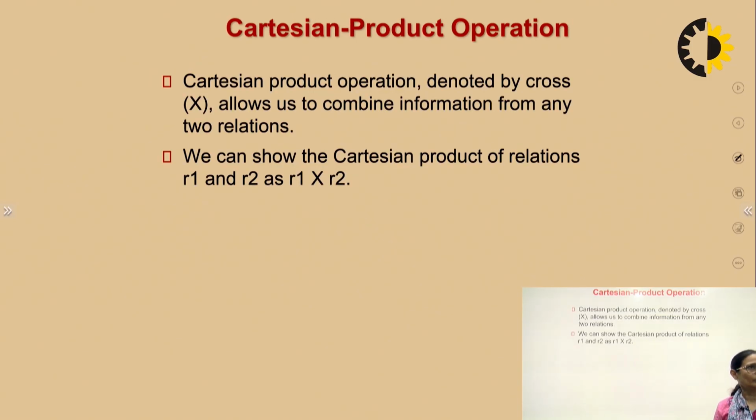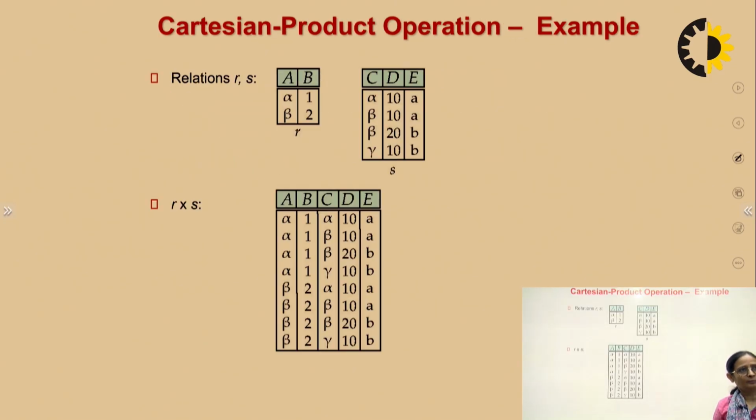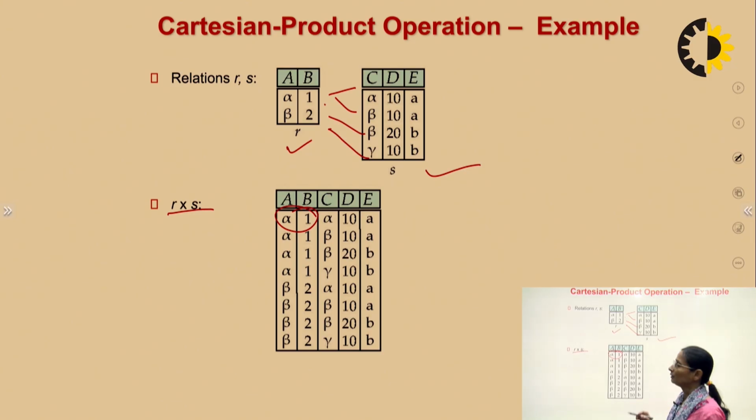Another important operator is the Cartesian product. Just like your set operation, the Cartesian product is the same, but the thing is that instead of sets, we are having relations. Let's explore this particular operator with the help of an example. Let's suppose I am having two relations R and S. So Cartesian product of R and S is all the combinations, that is alpha 1, then all the combinations with the relation S.